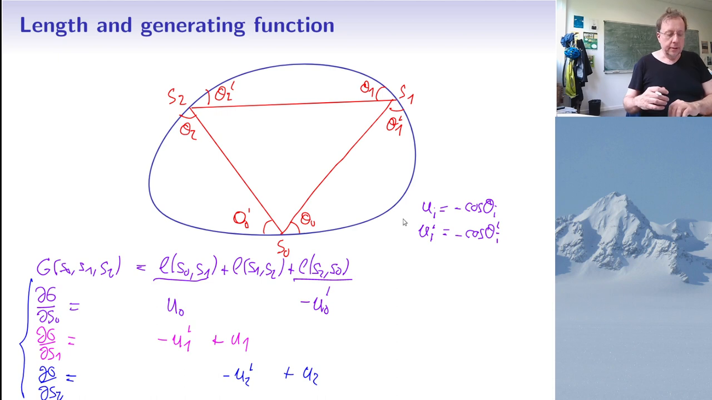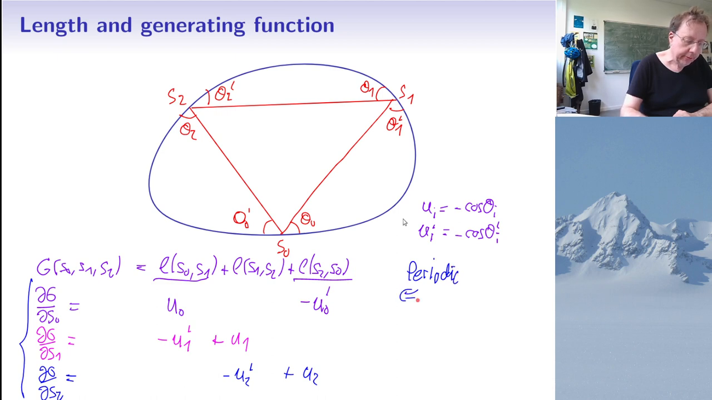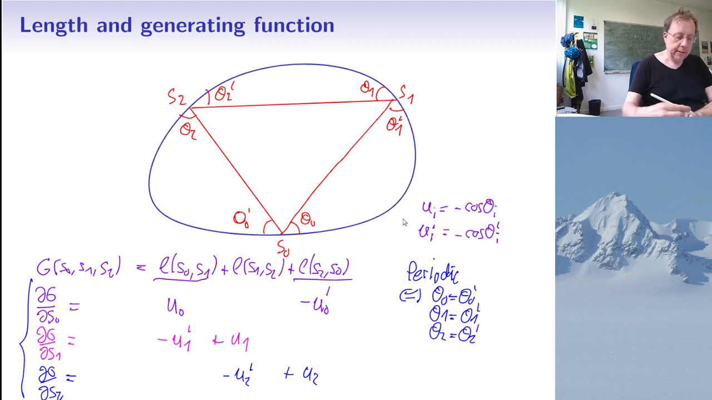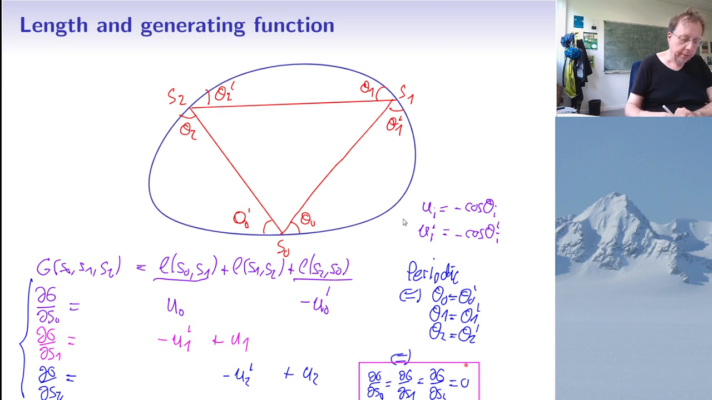Now, when do I have a periodic orbit? My trajectory is periodic if and only if theta naught is theta naught prime, theta 1 is theta 1 prime, and theta 2 is theta 2 prime. That is the same as having all these partial derivatives equal to 0. So partial g over partial s naught equals partial g over partial s1 equals partial g over partial s2 equals 0. Here I've done this for 3 points, but I can do the same for any number of points. A point satisfying this is called a critical point.